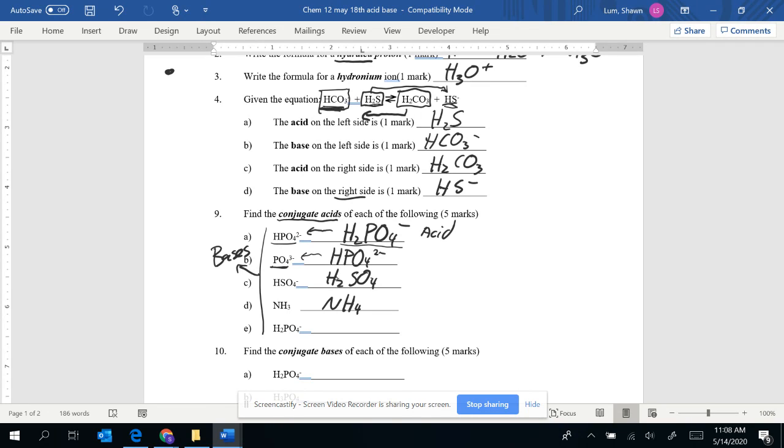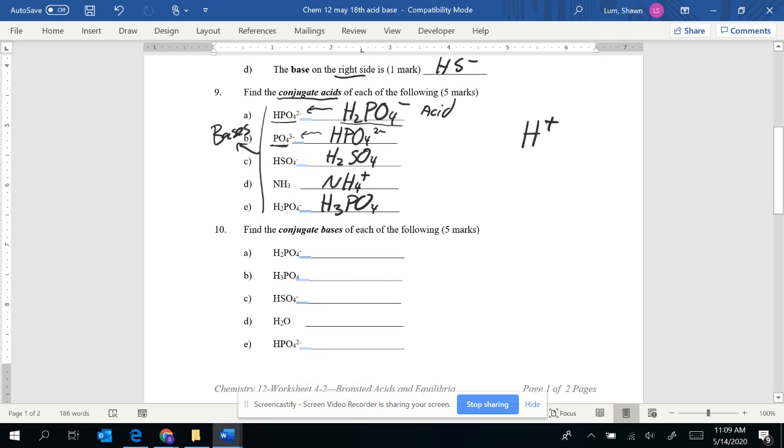But I'm not just adding a hydrogen, I'm actually adding H plus. So this was H3 with no charge, and so I'm adding that plus one, so it has to be NH4 plus. I add that plus one again to this one, so H3PO is only -1, so now it's just nothing. Now same thing for this one. These are all the acids.